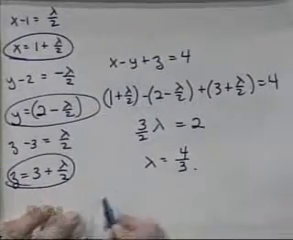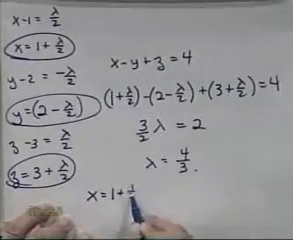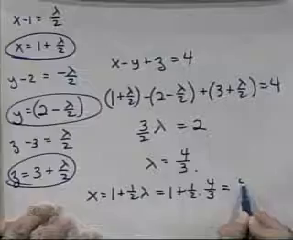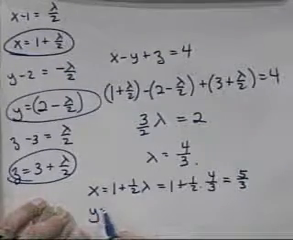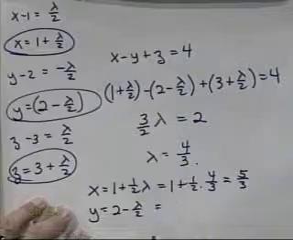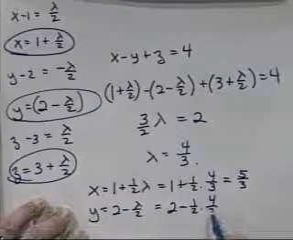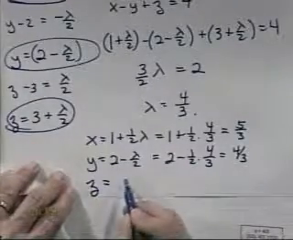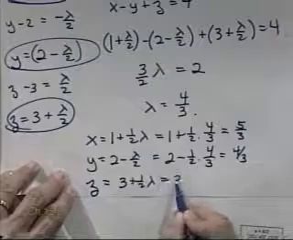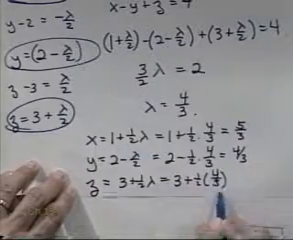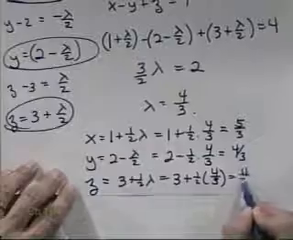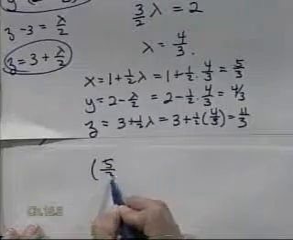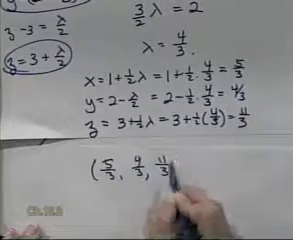And then plugging them in, x is equal to 1 plus 1/2 lambda. That's 1 plus 1/2 times 4/3, which turns out to be 5/3. y is 2 minus lambda over 2, so that's 2 minus 1/2 times 4/3, which turns out to be 4/3. And z is 3 plus 1/2 lambda, that's 3 plus 1/2 times 4/3. You can write that as 3 2/3 or 11/3. And so therefore my point is 5/3, 4/3, 11/3.